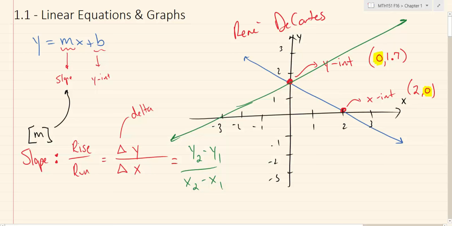You take the y-coordinate of your second point, and which point is which is arbitrary, right? It doesn't matter which one's number 1 and which one's number 2. So in this case, if we take a look at the blue line that we had here, we're going to call this point number 1, we'll call this point number 2.